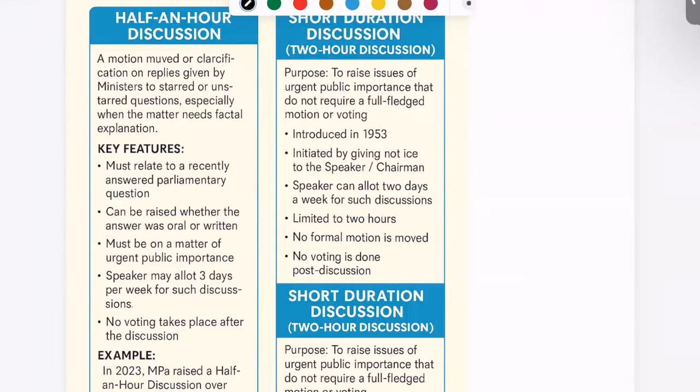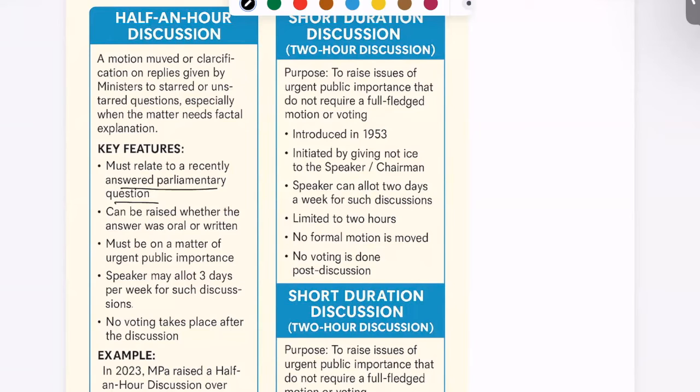If three things: the minister has misled the House, secondly, given wrong information, third, obstructs an MP from speaking. It must relate to an answered parliamentary question, only then can you raise it, so there must be a starred or unstarred question. What is the other condition? You can ask both in written and oral form.